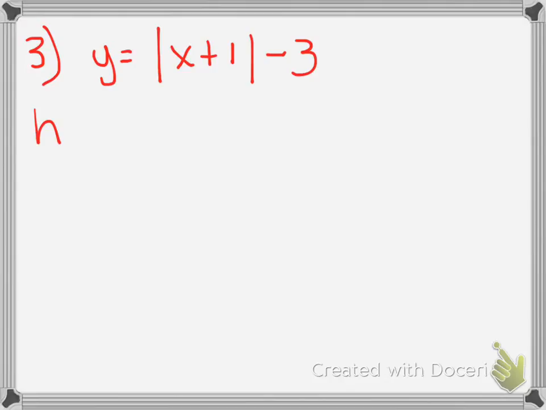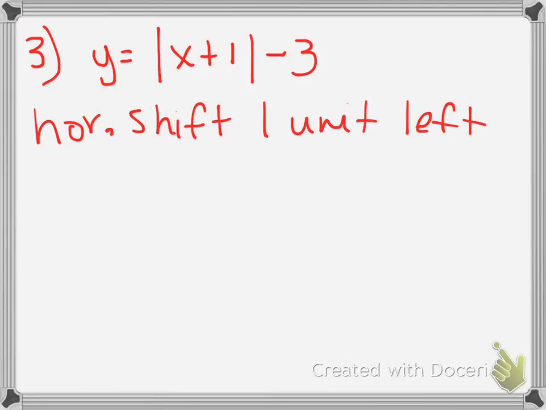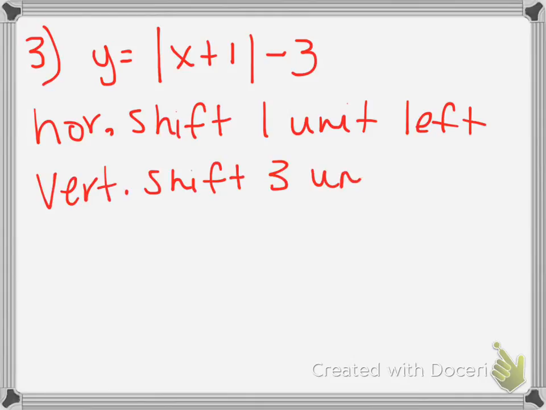So I've got a horizontal shift. Okay, actually I'm going to just put HOR, shift of 1 unit left. Okay, because it's plus 1, you do the opposite. And then a vertical shift of 3 units down.